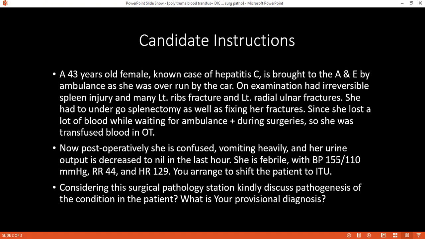In a post-operative patient, what is the most likely infection which occurs? Which organism is most commonly seen? Staphylococcus aureus, ma'am. Okay.